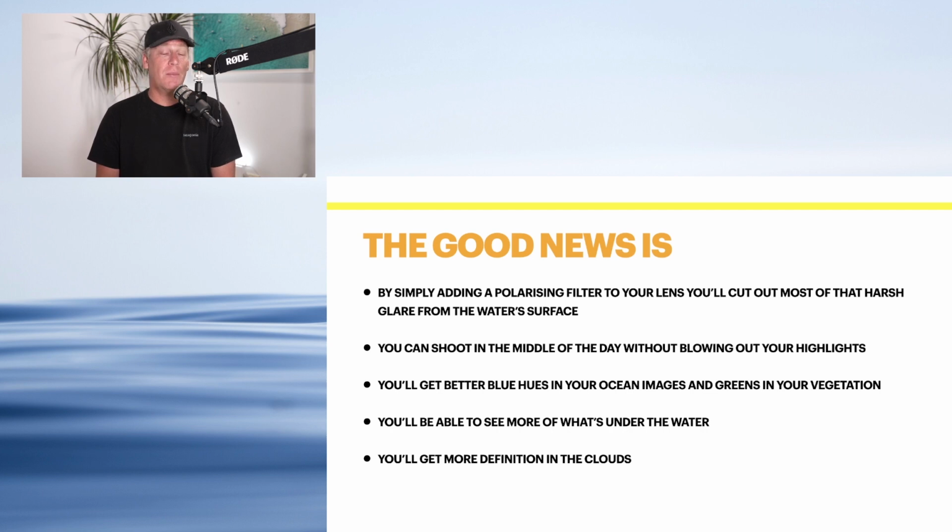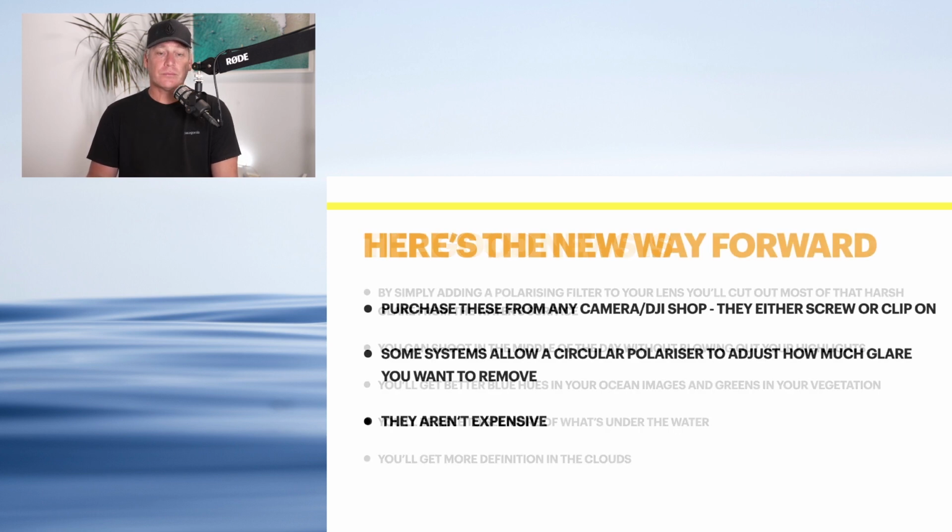You can shoot in the middle of the day, which is another bonus. Most of the time, shooting in the middle of the day is a little bit daunting, but if you've got the polarizing filter on, it can help you a little bit as well. You'll get better blues as well. I'll show you an image after this. If you shoot the ocean with a polarizer on, your blue hues will be a lot stronger, and also your trees, the green will be a lot stronger as well. Okay, and you'll get more definition in the clouds.